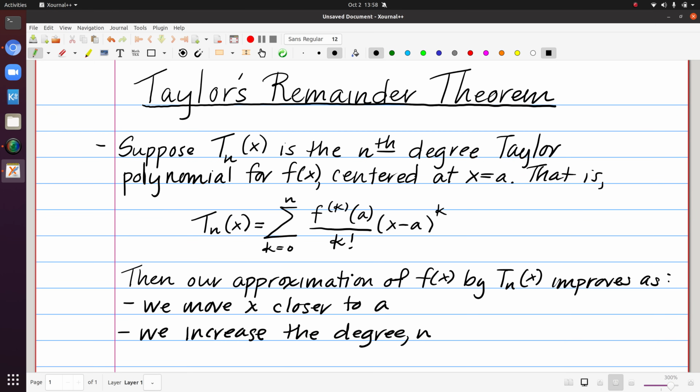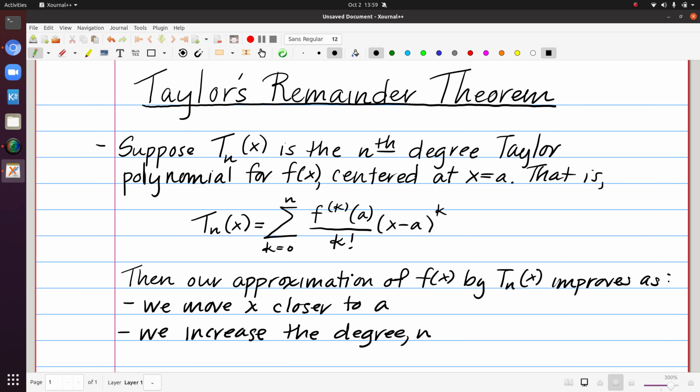Suppose t sub n of x is the nth degree Taylor polynomial for a particular function f of x centered at x equals a. Then we've seen that we can represent that polynomial in sigma notation. In particular, if you look at the summation starting from 0 and going up to k equals n, the terms are exactly the same as they are for a Taylor series. So we can think of a Taylor polynomial as a partial sum of the associated Taylor series.